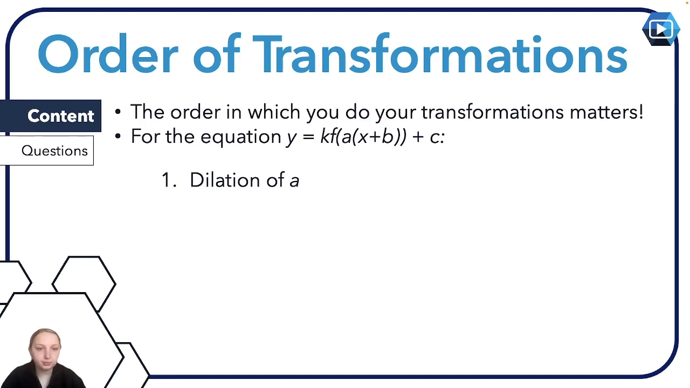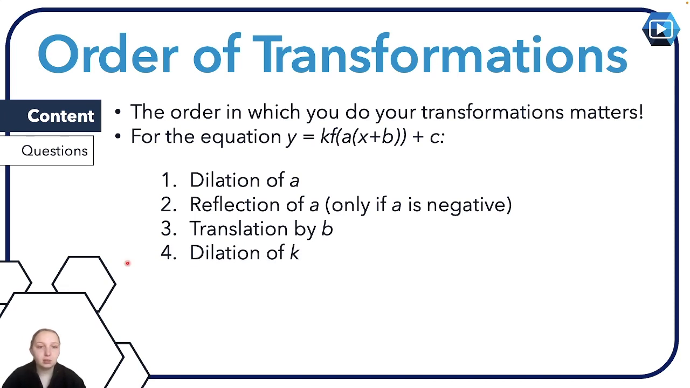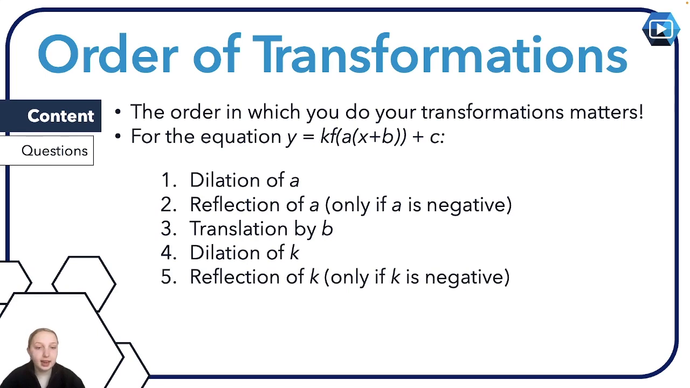After you've done the dilation of a, you will then do the reflection of a, which you will only ever do if a is a negative number. Once you've done that, you'll then do the translation by b. Once you've done all three of these things, you can then move on to doing k. So essentially the first three things you're going to do are all the numbers that are within your brackets. So we go a, b. Then moving to what's on the outside of your brackets, you then do the dilation of k. Then you reflect k if k is a negative number. Then you'll do the translation by c.